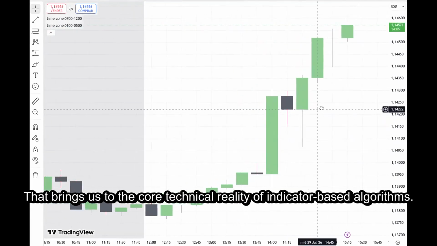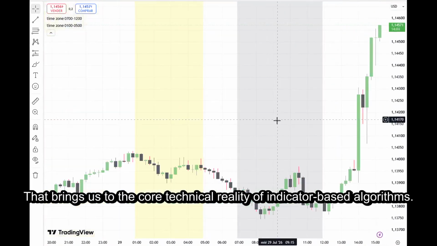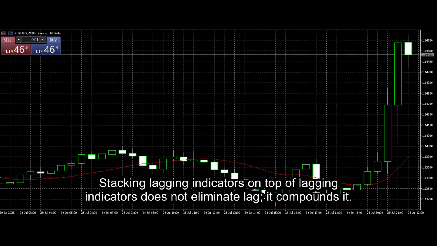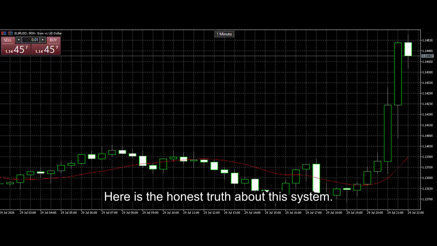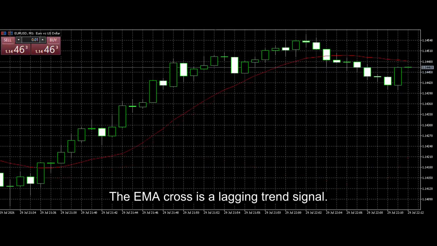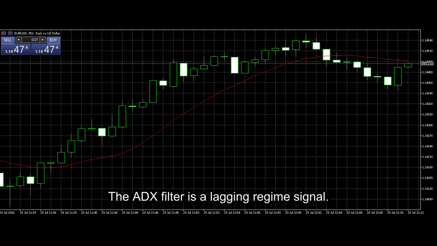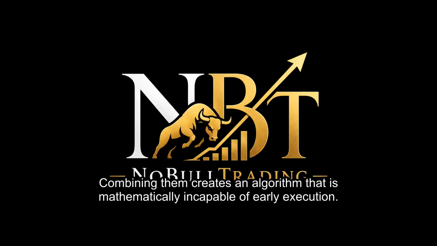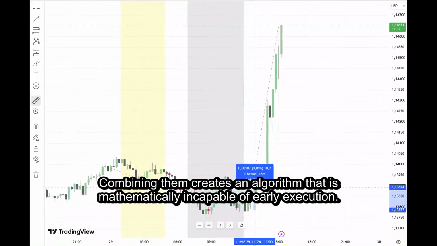That brings us to the core technical reality of indicator-based algorithms. Stacking lagging indicators on top of lagging indicators does not eliminate lag, it compounds it. Here is the honest truth about this system. The EMA cross is a lagging trend signal. The ADX filter is a lagging regime signal. Combining them creates an algorithm that is mathematically incapable of early execution.